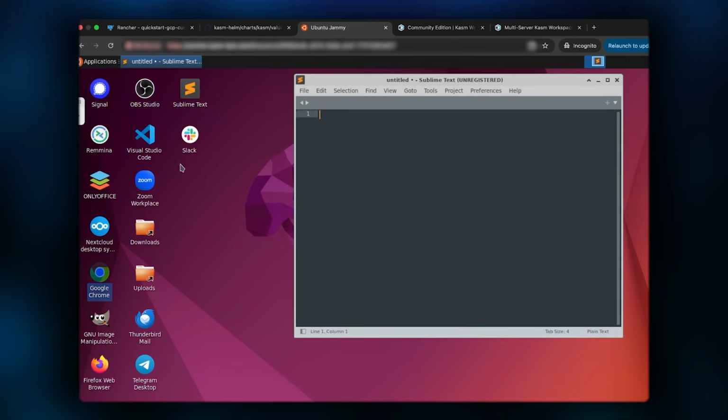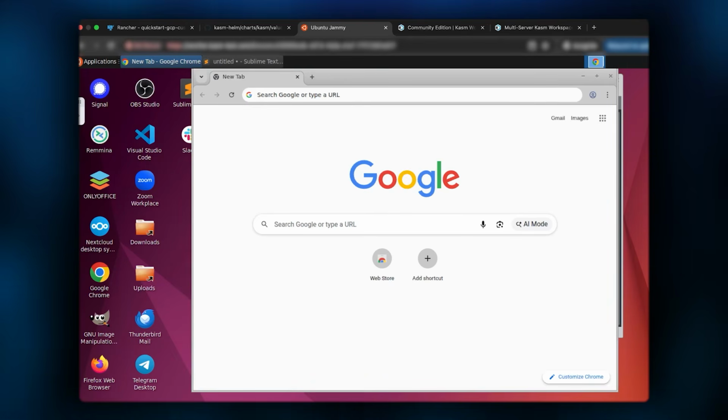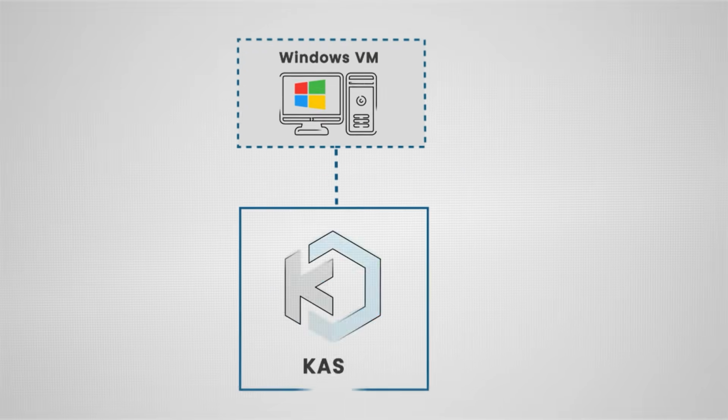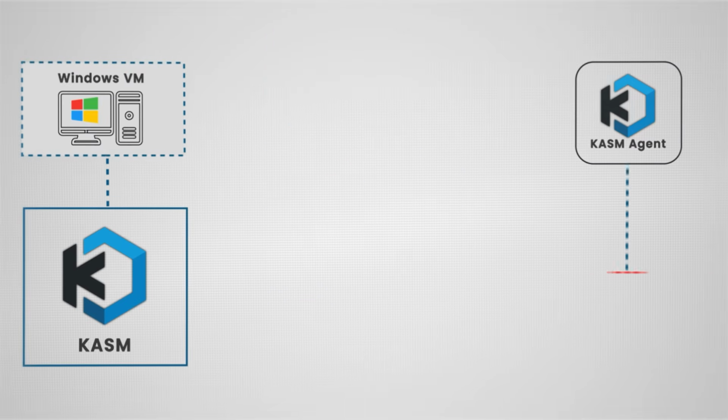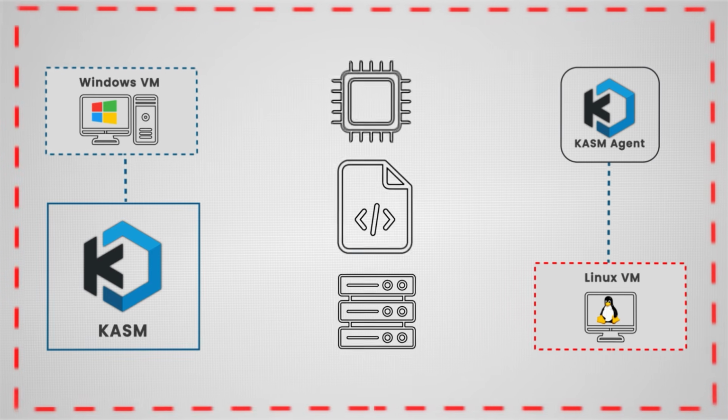We can launch applications like Sublime Text, use the browser, and access any of the tools that come with the workspace, or even install new tools as necessary. In this walkthrough, we manually connected a Windows VM and also manually installed a Kasm agent on a Linux VM. But in a production environment, you don't have to manage these resources by hand.